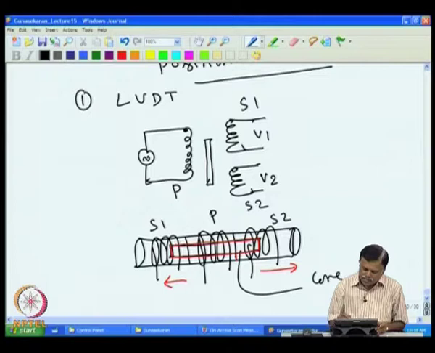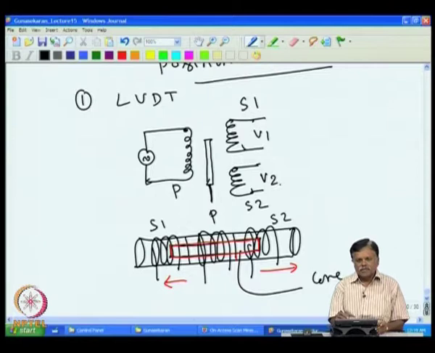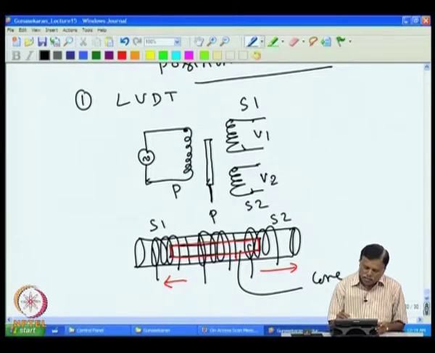Essentially, what is done is that they link this core to the displacement that is to be measured, that is, mechanically connect this to the system where the displacement is to be measured. When there is a displacement, the core moves accordingly, and you will get more voltage in V1 or V2. If it links both the coils equally, say if the core is at the middle, then you will get V1 and V2 equal. So, by measuring V1 and V2, one can determine the position of the core. This is the purpose of LVDT. That is why it is called linear variable differential transformer.